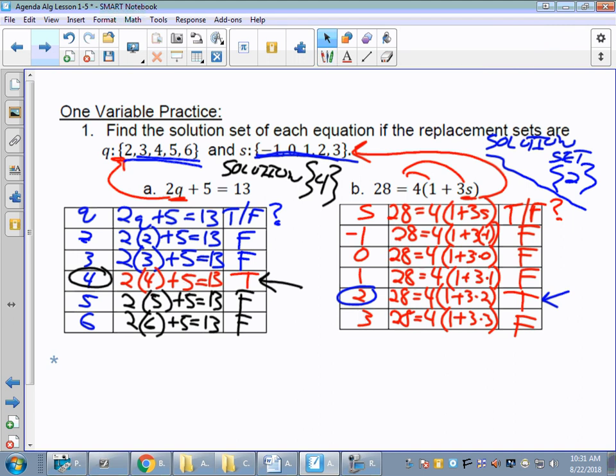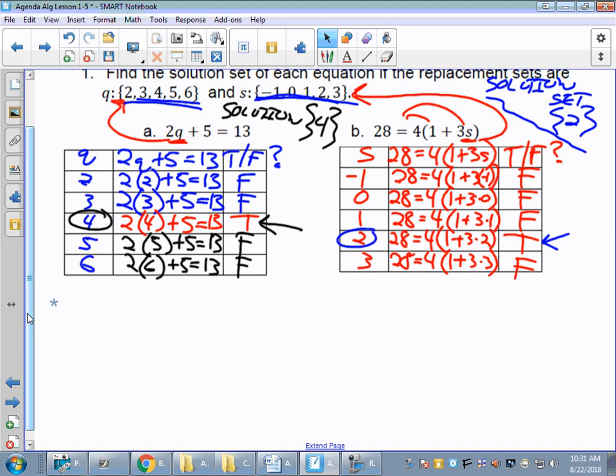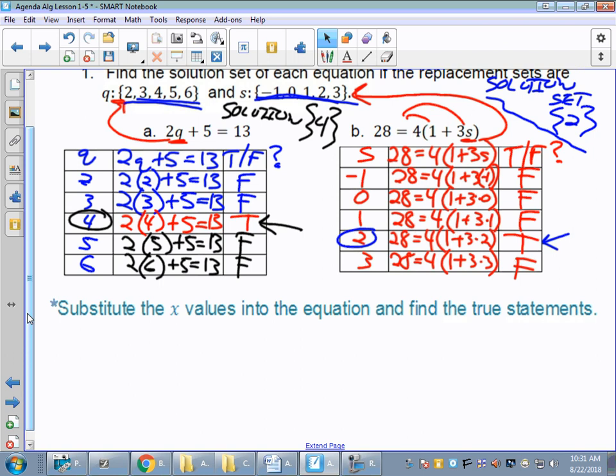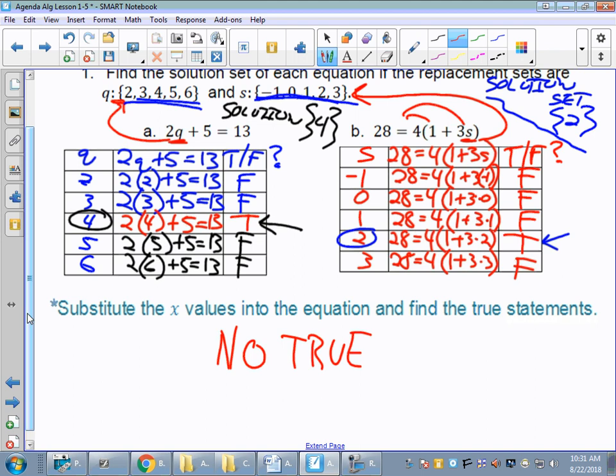Okay? One thing to keep in mind is we have the star down here. Substitute the x values into the equation and find the true statements. So you're only allowed to use those replacement sets. So remember, if there's no true statement, let's say you end up doing them all and you get no true statement, we would say that would be an empty set. And this is also, again, based on the replacement set.